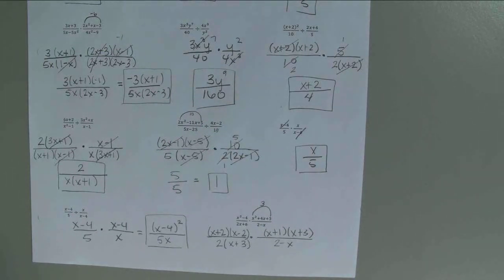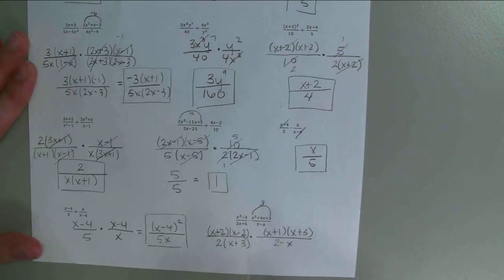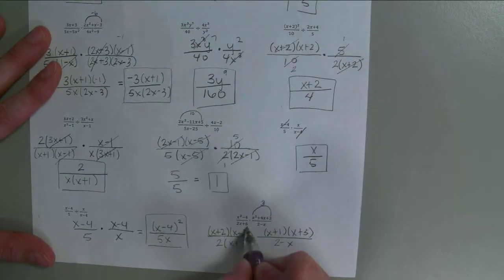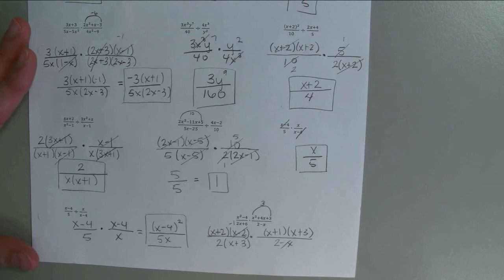Alright, so we completely factored everything, so now it's just a matter of canceling out what we can. X plus 2, does it cancel out with anything? No. What about the x minus 2? Yes, but when we do it, what do we have to make sure we put? The negative 1 up there, right? What about the x plus 1? Nope. What about the x plus 3?